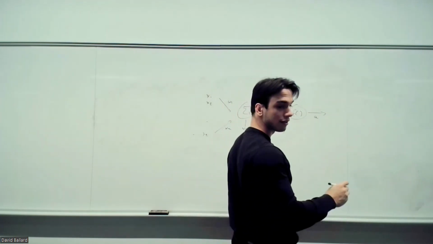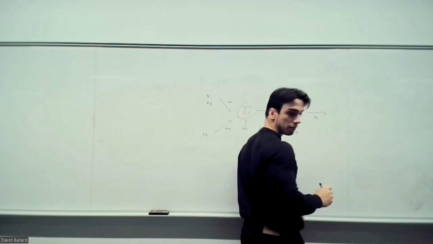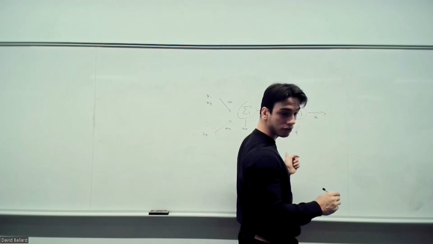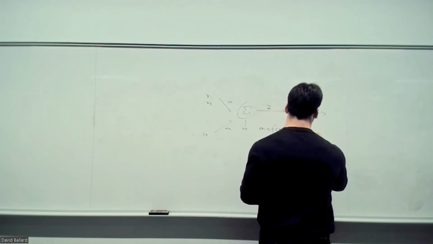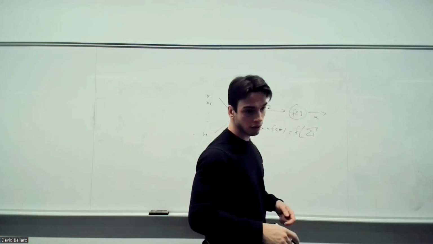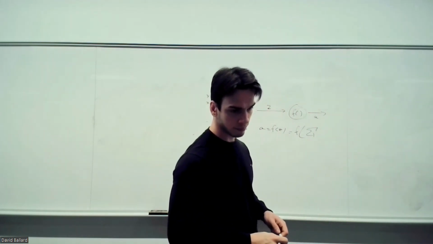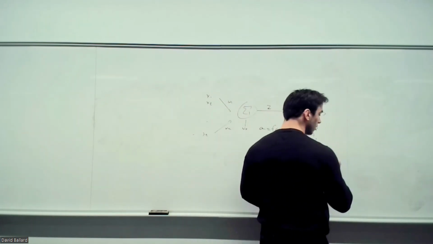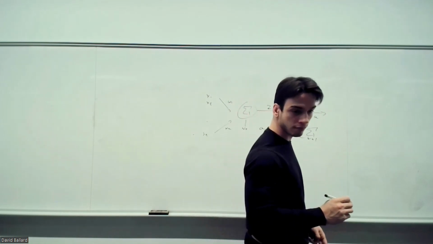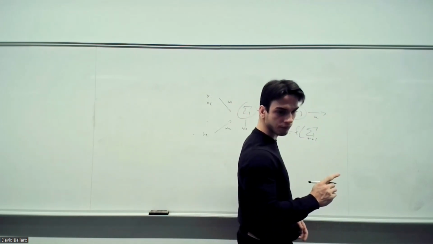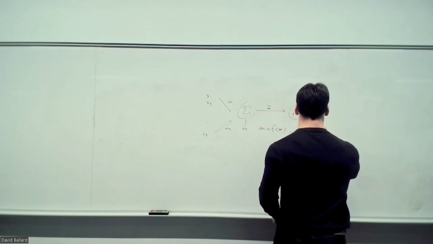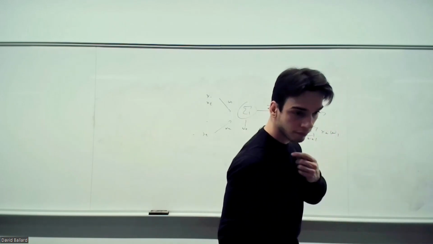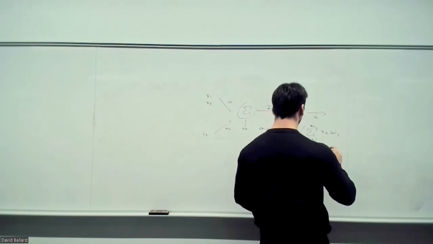Z is the sum from k equals 1 to m of x_i w_i, plus w naught.